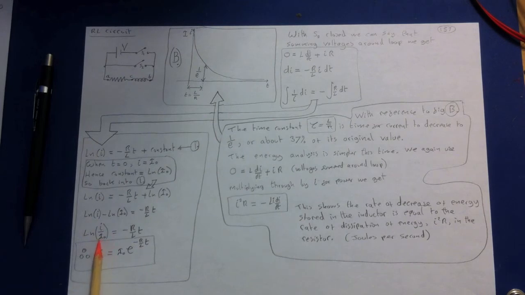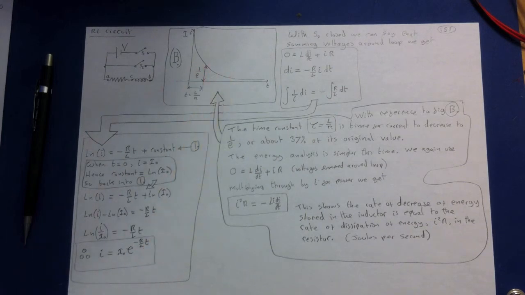So of course the log of a number is the power to which the base is raised, where for natural log the base is e, the exponential number, and we end up with I equals I0 e to the minus R over L t. We can just use this function now to evaluate any value of the current for any time.